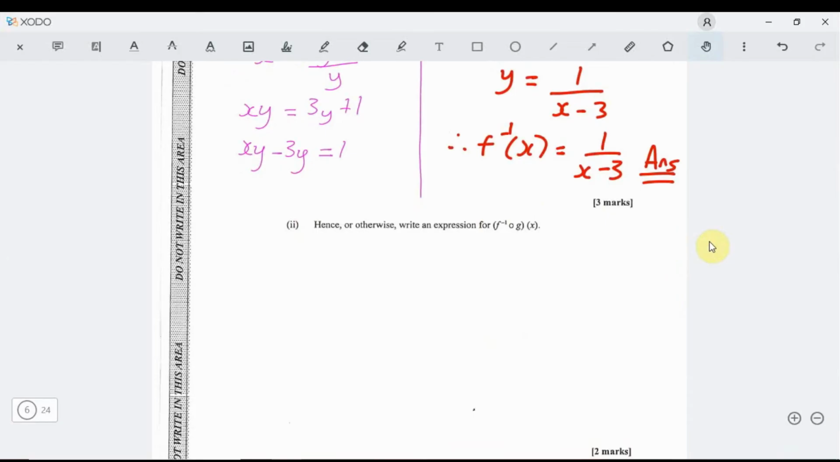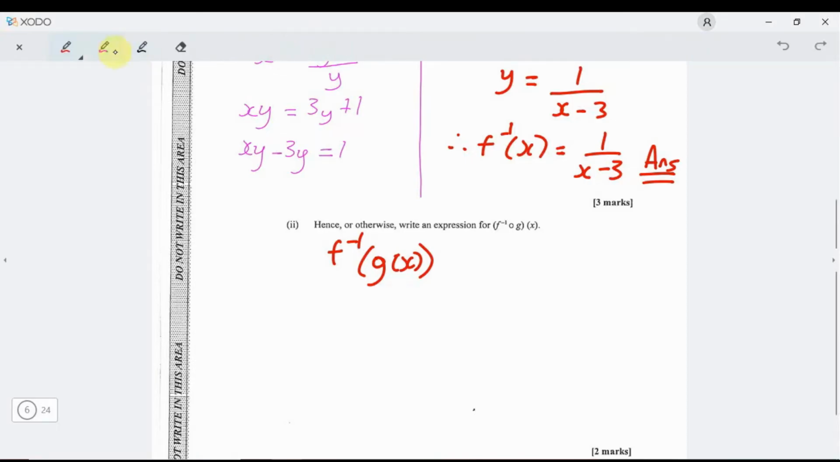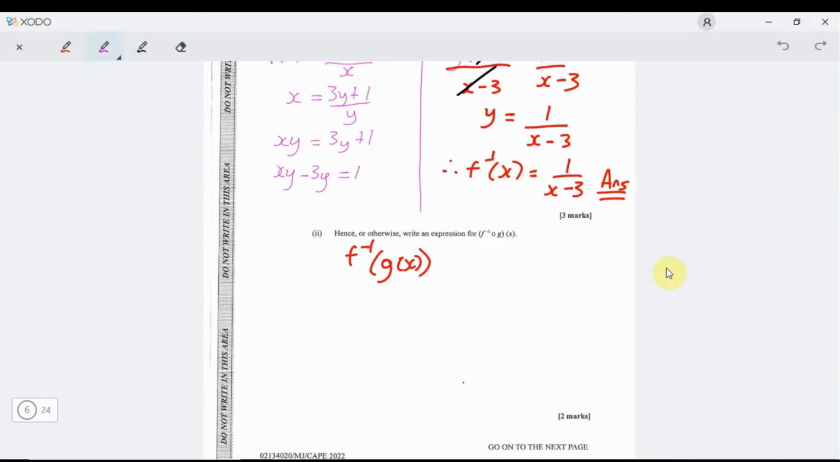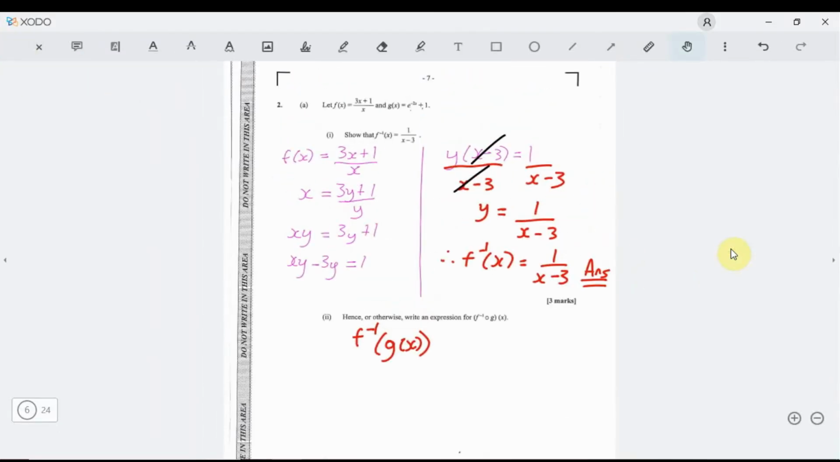Hence or otherwise, we need to determine an expression for f inverse of g of x. That's all they're asking us to do. Put g of x into the inverse function of f. So in that case, let's look back at what is g of x. I'm just zooming out so I can see my g of x.